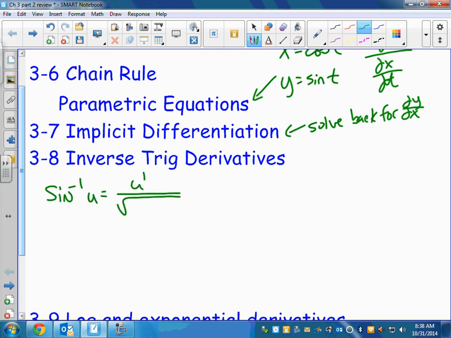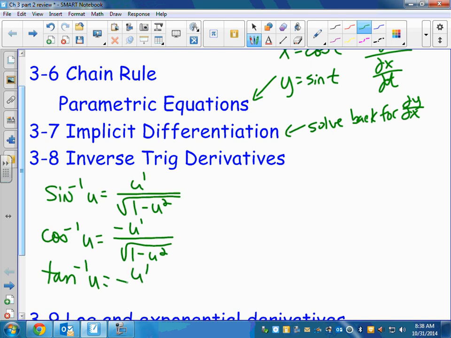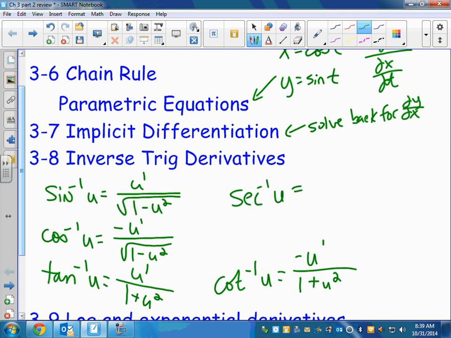U prime over the square root of 1 minus u squared. This is just the negative of this, right? Negative u prime over the square root of 1 minus u squared. And tangent is u prime over 1 plus u squared. Tangent's my favorite, if you're allowed to have a favorite. So let's go ahead and do cotangent: negative u prime over 1 plus u squared. And secant is my least favorite: u prime over the absolute value of u times the square root of u squared minus 1.